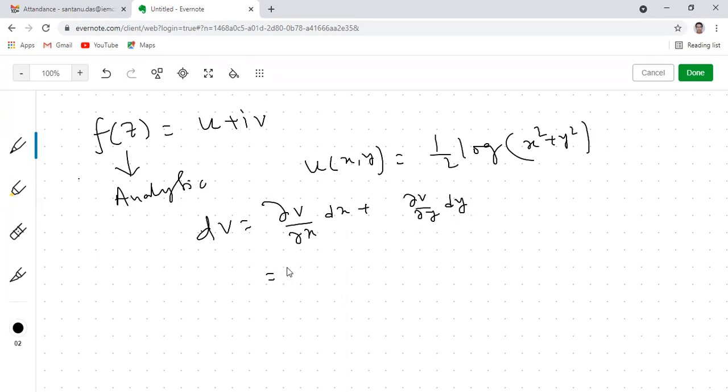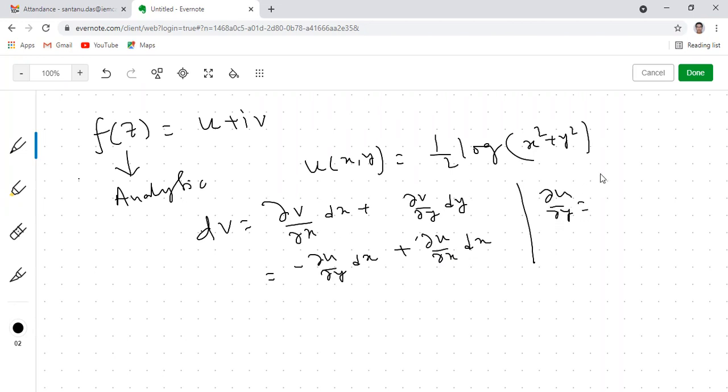Since v is not known to us and u is given, we need to transform this in terms of the partial derivatives with respect to u. So this will be minus del u del y dx plus del u del x dy. So we have shown this. Now we need to identify del u del y. If u is this, what will be del u del y?